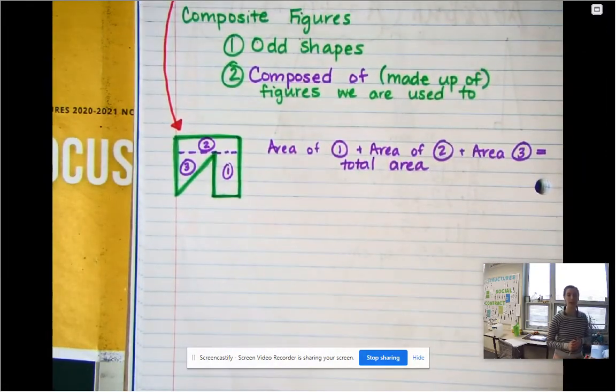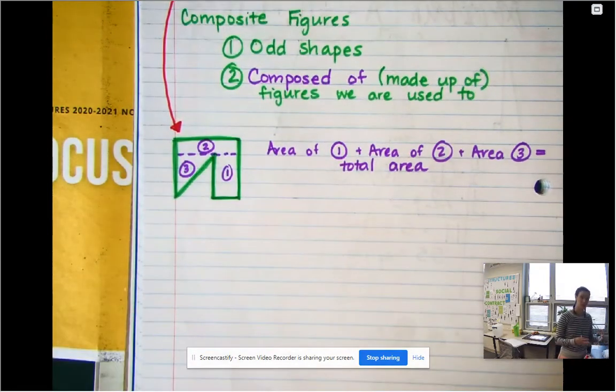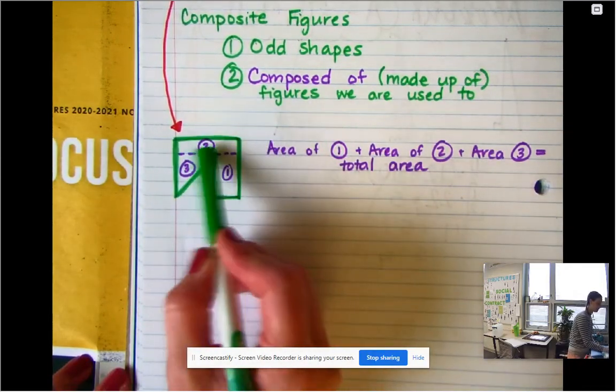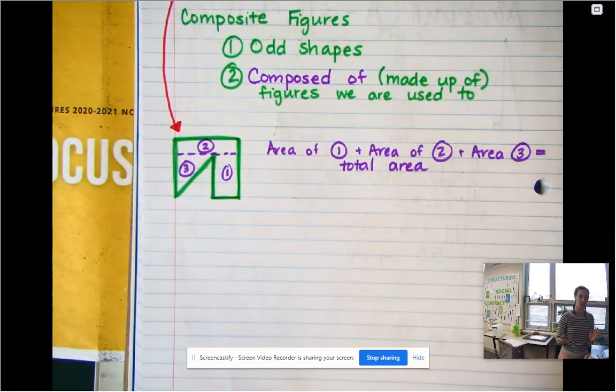When I want to find the area of a composite figure, it is relatively easy to do because I just use what I've already learned about rectangles or parallelograms or triangles, and I find the area of the individual pieces and then I add it all together. So in this case, I could find this area, add it to this area, add it to this area, and then I would have the area of the composite figure.